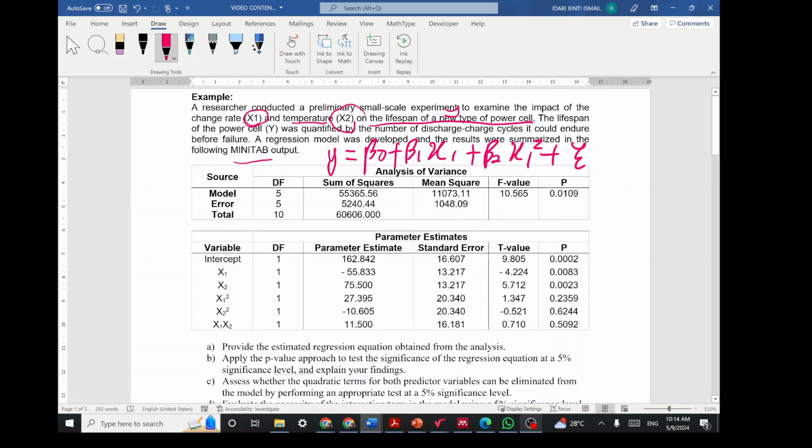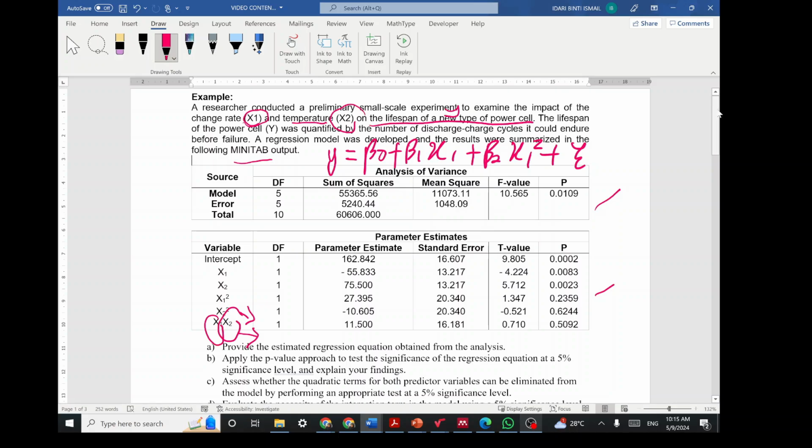This is the output given: the ANOVA table, the coefficient table, the parameter estimates. This is a polynomial regression model because we can see the quadratic effect here, and here is the interaction effect. Before we go through the question, let's see what an interaction effect actually is. An interaction effect can occur when the effect of one independent variable, in this case x1, on the dependent variable y depends on the value of another independent variable, in this case x2. So that's the meaning of interaction effect.